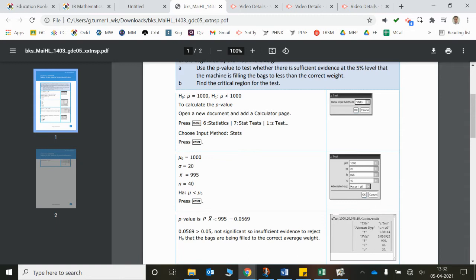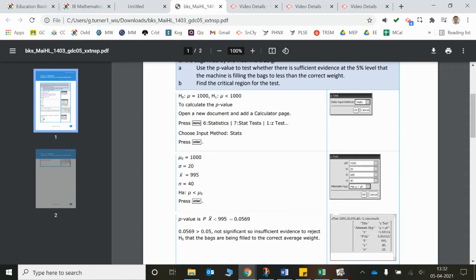So we're going to go to Calculate, to Scratchpad, and then on the TI-Nspire we're going to go to Statistics, and then to Stats Tests. So this is an alternative way of doing it. Now, since they tell us the standard deviation, we're not having to make an estimate for it. We're using the Z test and not the T test. Now, we want to go to Z test. That's number one in stats tests.